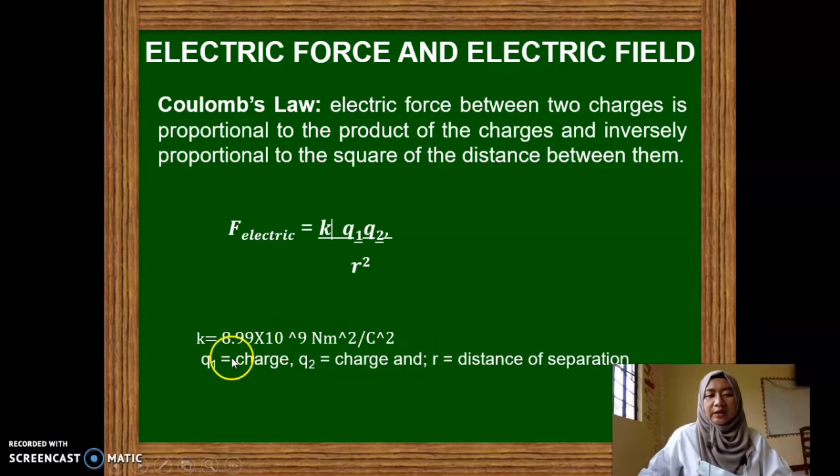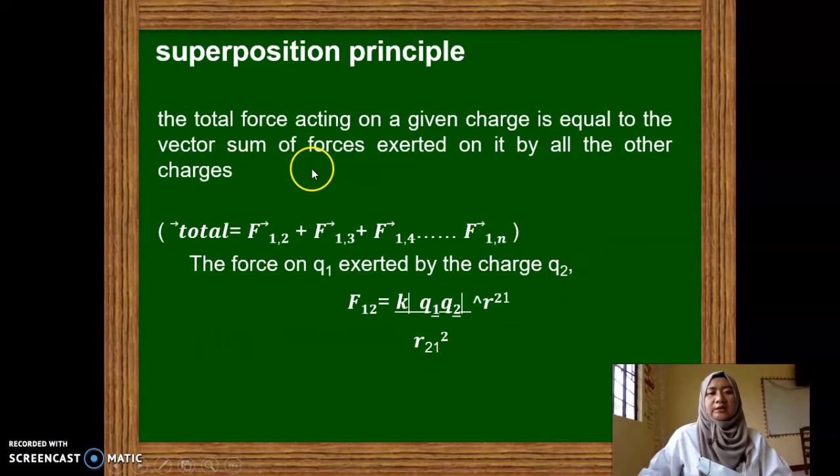Q1 is your first charge, Q2 is your second charge, and r is the separation distance between the two charges. If several charges are present, the total force acting on a given charge is equal to the vector sum of the forces exerted on it by all the other charges. So you just add the forces of those different charges to one another.